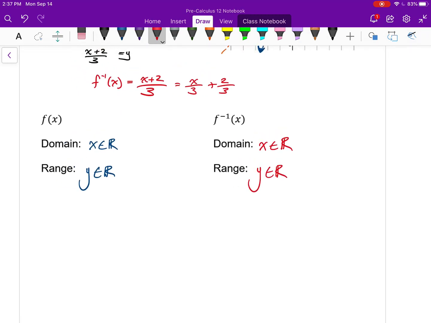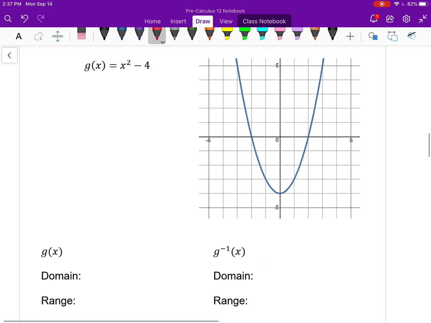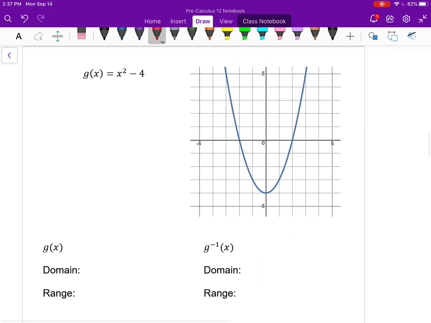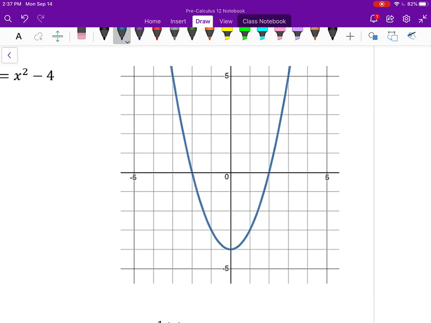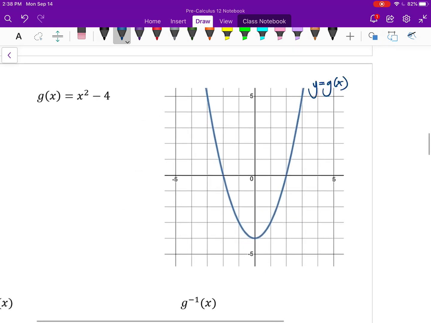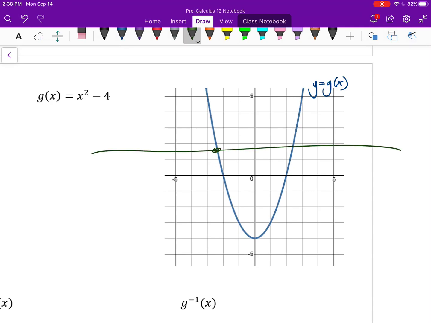All right, so let's look at g of x. Let me label this here. So this is g of x, a quadratic function. I can see right away by looking at it, g of x is not one-to-one. It fails the horizontal line test. A horizontal line right here goes through 2 points, which just means the inverse, whenever I graph it, is not going to be a function. The inverse is going to fail the vertical line test.